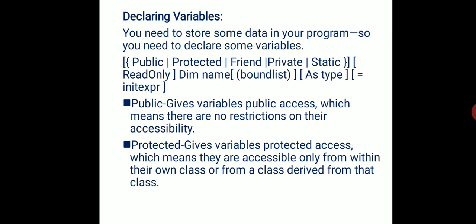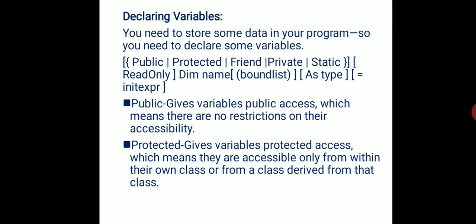And next one, declaring variables. Same as constants, for variables you need to store some data in your program, isn't it? Already you know how to use variables. Why are we using variables? To store data in our program, so we need to declare some variables. The syntax of declaring variables is public, protected, friend, private, static, read only, dim, name, and bound list as type equal to init expression, initialization expression.